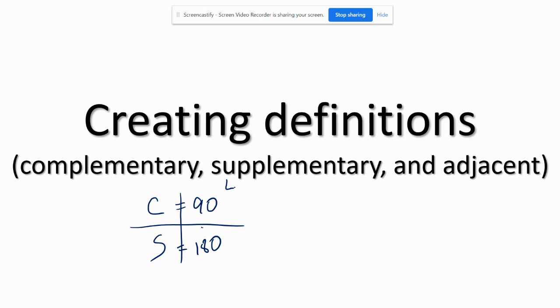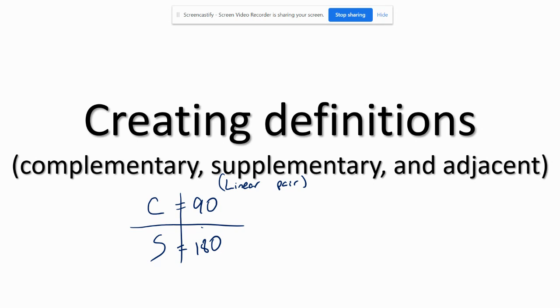Another name for supplementary, people call it linear pair. The reason why is because they are two angles that make a line. The angle of a line is 180. So complementary, they add up to 90. Supplementary, they add up to 180.